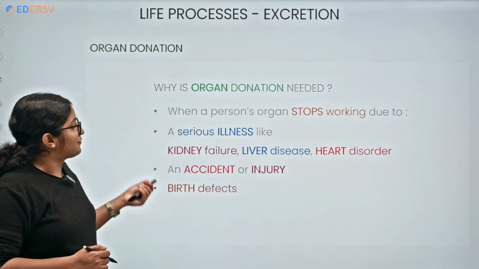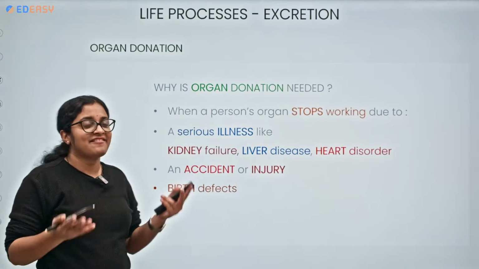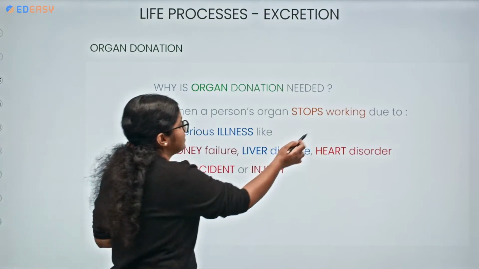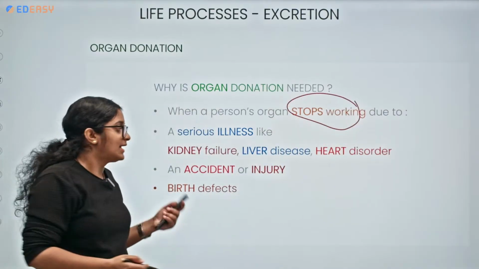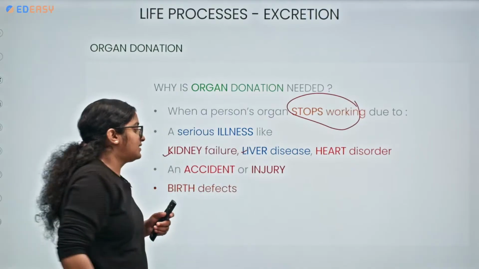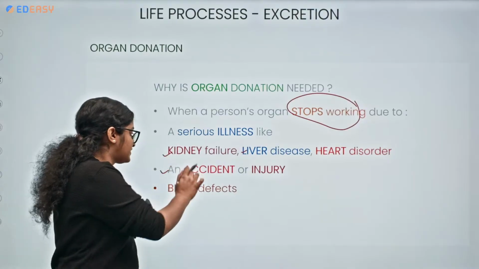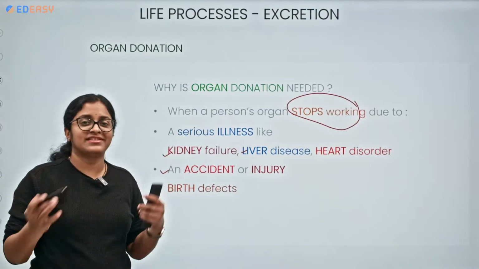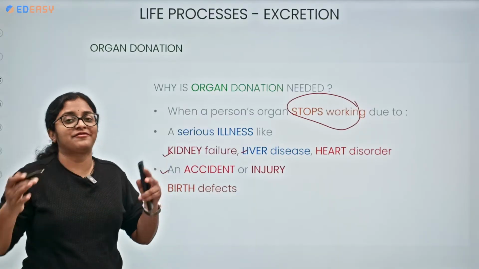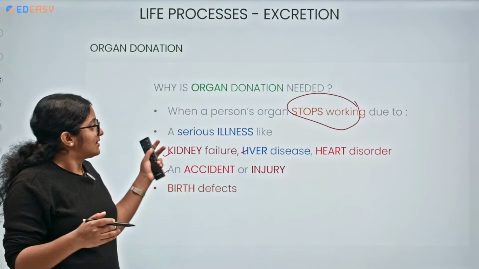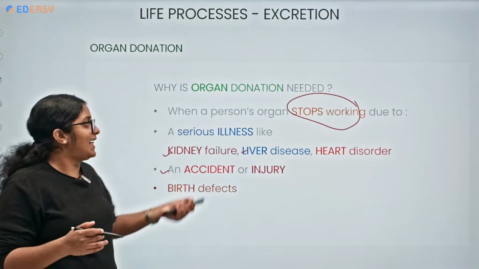Now, why is organ donation needed? So simple, we all know the answer. When a person's organ simply stops working, or when the person is facing a serious illness, like kidney failure, liver disease, heart disease, or sometimes when the person has met with an accident or injuries, or in the least common scenario, a birth defect. Because of this, some organs might not function properly, and organ donation is a chance to keep them alive.